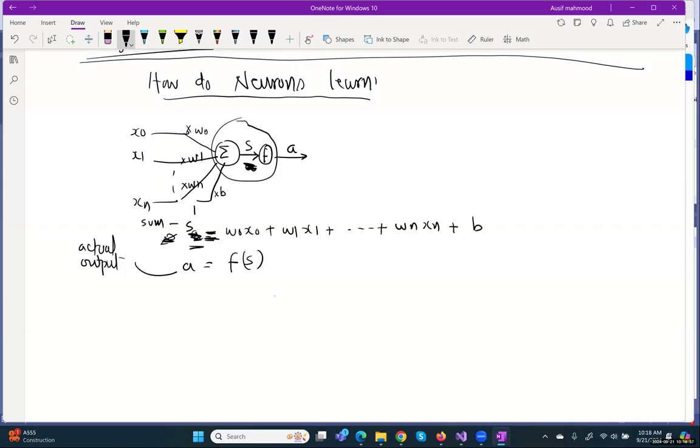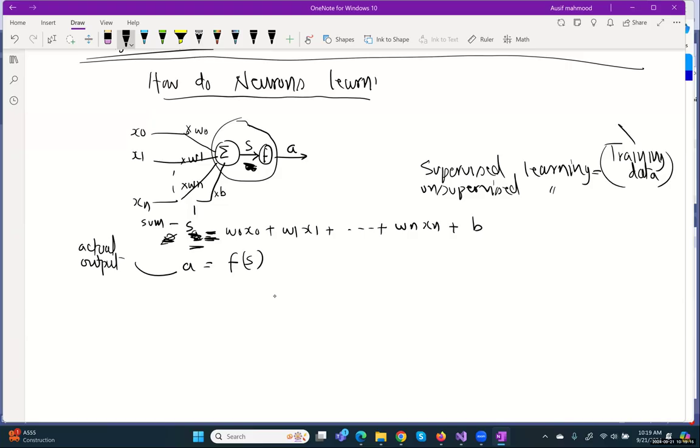So how do neurons learn? There are 2 classes in AI: supervised learning, and another category that you will learn later on, which is unsupervised learning. In supervised learning, we need training data. Somebody has to tell us, for a given input, what we expect the output to be. In this training data, there will be some X given and some Y given.